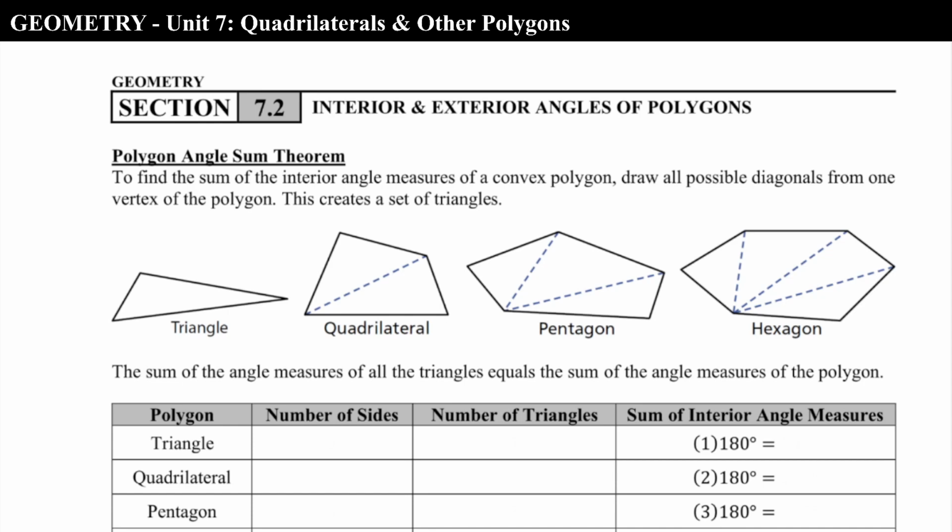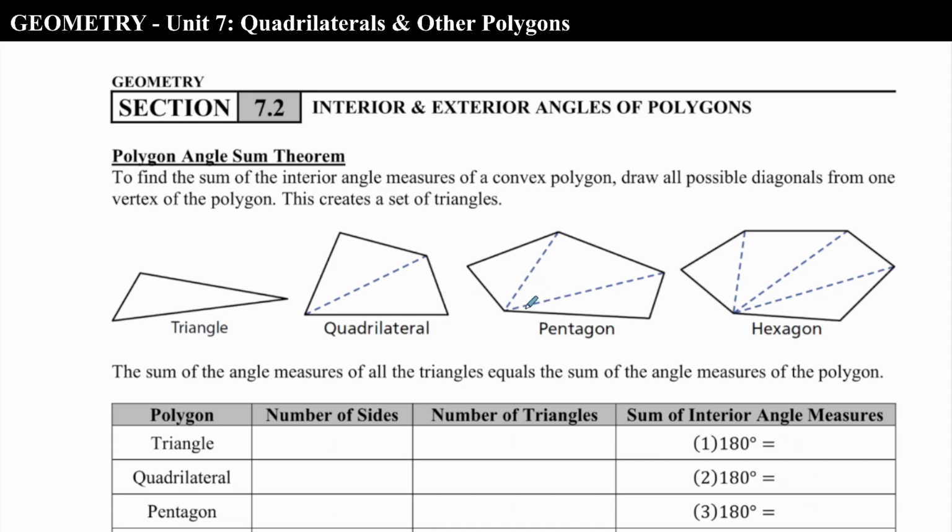So to find the sum of the interior angle measures of a convex polygon, you draw all the possible diagonals from one vertex of the polygon. This creates a set of triangles. For a triangle, there are no diagonals to draw because going from one vertex to the other just creates the sides. So obviously, if you have a triangle, you have one triangle. If we move up to a quadrilateral and draw all the possible diagonals from one vertex, you end up with one diagonal, and that one diagonal splits it into two triangles. So a quadrilateral can be constructed using two triangles.